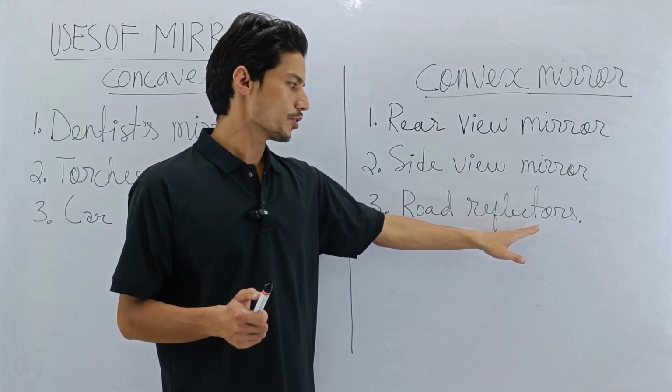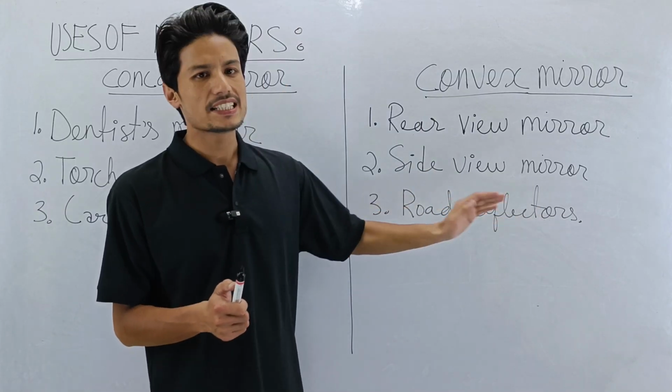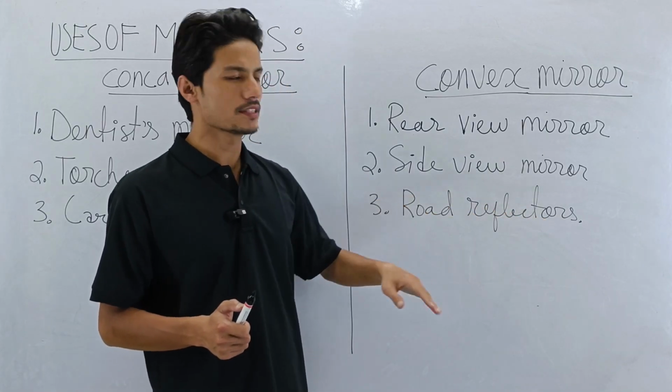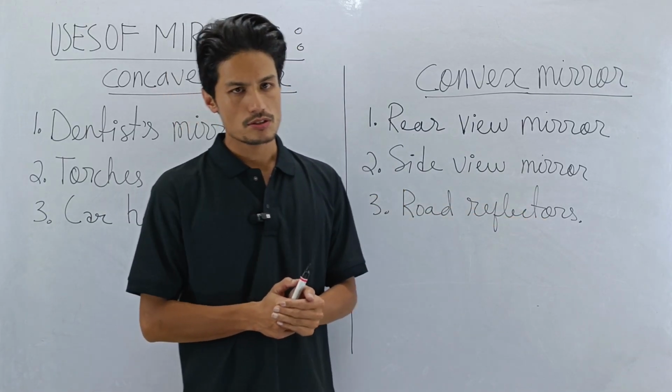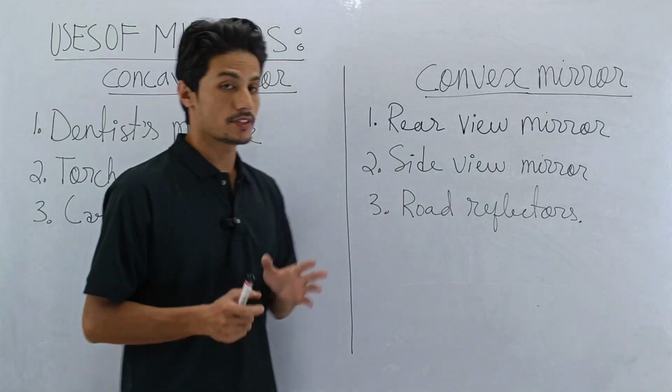Okay, road reflectors are very important. They should be kept in every junction and road divider, so that accidents are prevented. So this is a life-saving device, which should be used on roads. Okay, so this is the topic today, a very short one. All right, but very important.